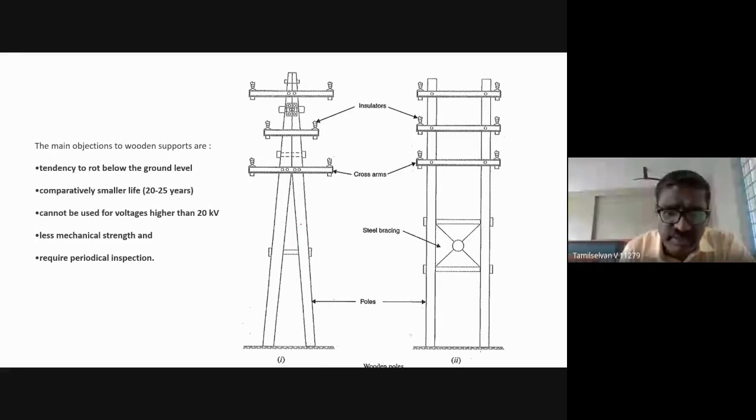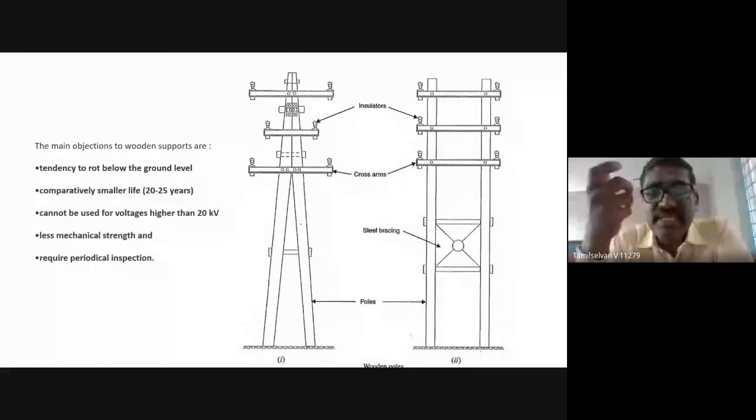The main objection here is that with a wooden support we cannot draw it at ground level. Comparatively, the life becomes only 20 to 25 years. We cannot use it for voltages of more than 20 kilovolt, because the conductor diameter is often higher, so it has less mechanical strength. Normal periodical inspection is often needed for this type of wood pole fault.